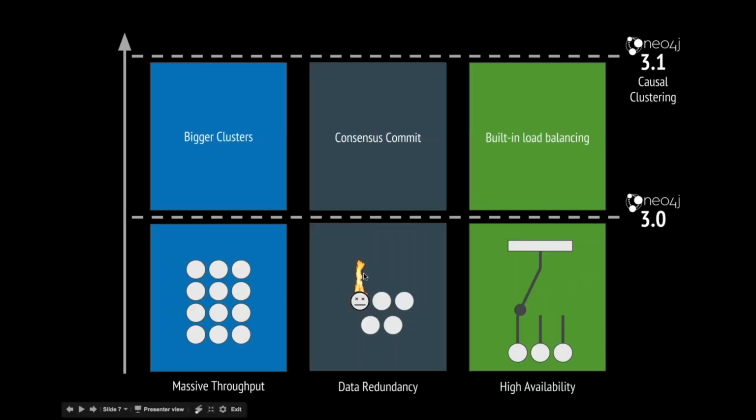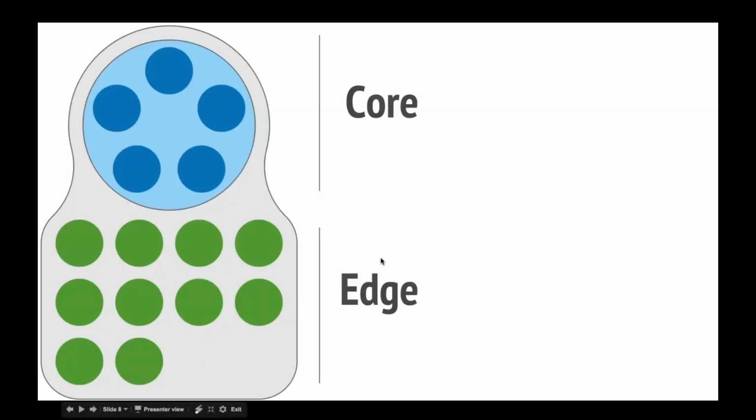All of those things are present in Neo4j as it stands today, but we are moving towards being able to support bigger clusters, particularly in terms of the read workload that can be supported, consensus commit for a higher degree of continuous operation, and built-in load balancing in order to simplify the topology and the work that's involved in actually bringing a cluster into a production environment.